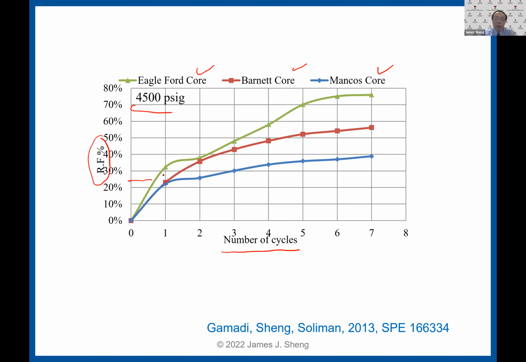Then we go to the second cycle, inject CO2 again, and then deplete again. Repeat this cycle. First, we can see that these different curves, the Eagle Ford, the Barnett, and the Mancos core, so different rocks could provide different oil recovery. That's obvious, so that's easy to understand.